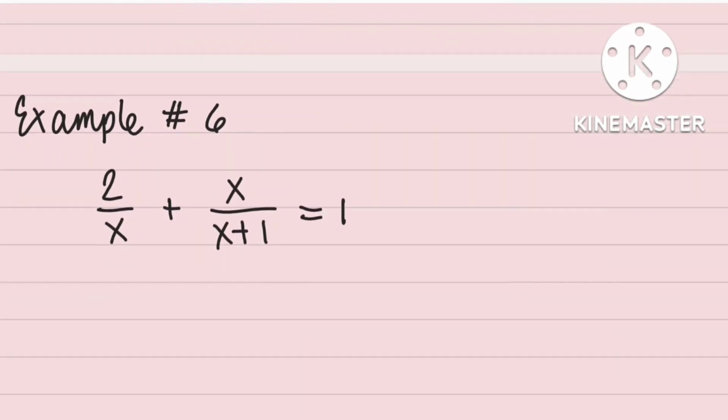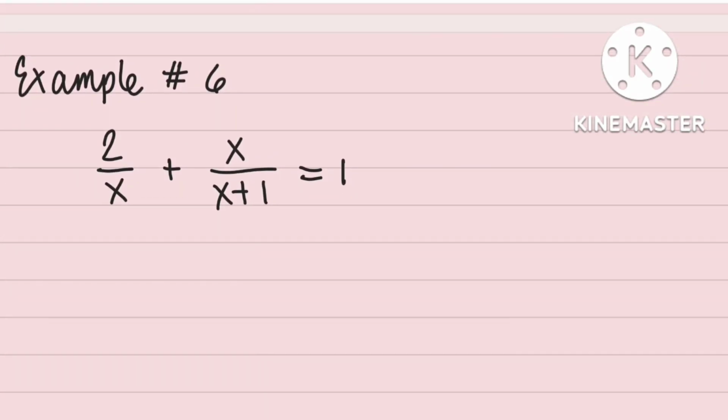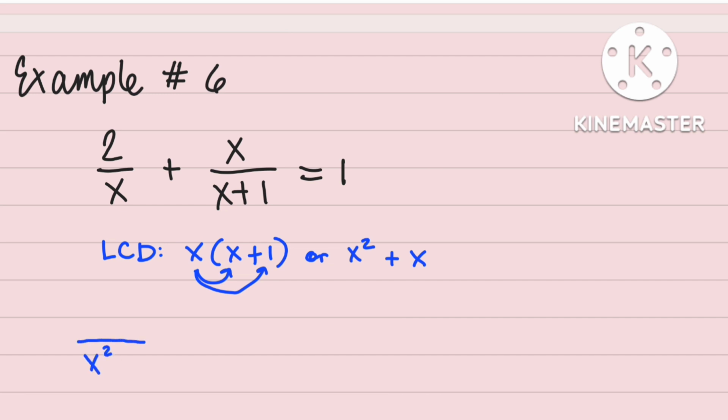Alright. Now we try example number 6. What is the LCD of x and the quantity x plus 1? The answer, it's just their product. Then, their product will be x squared. That's x times x, so x squared. x times 1 is x. So our new denominator will be x squared plus x.